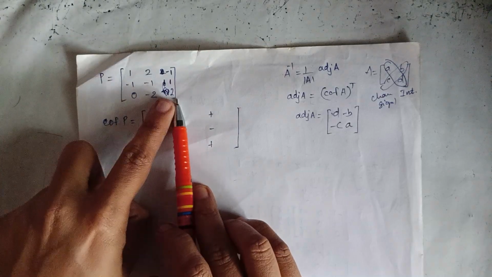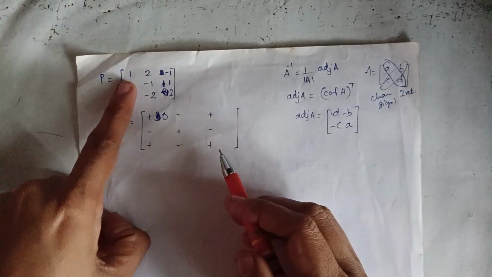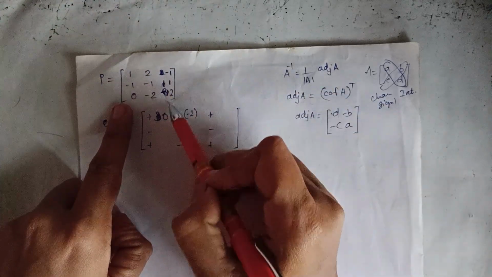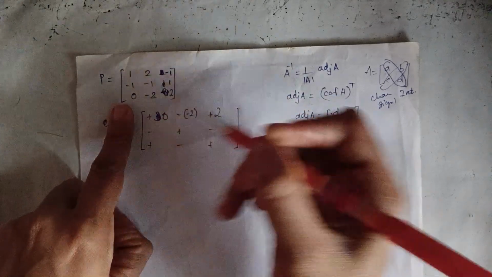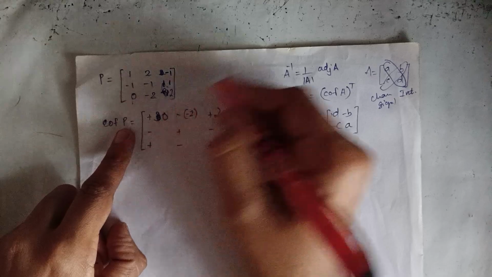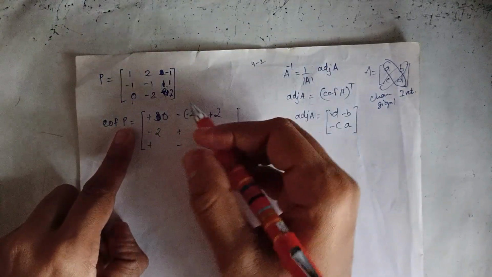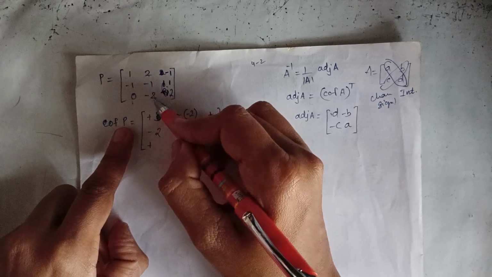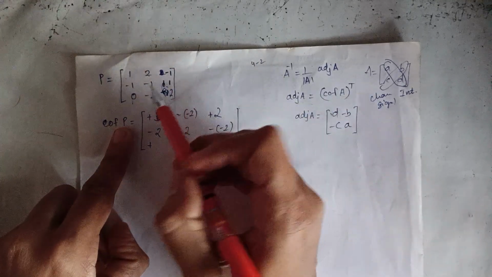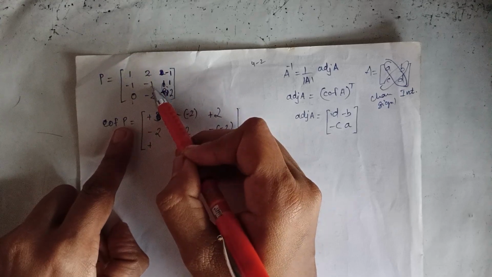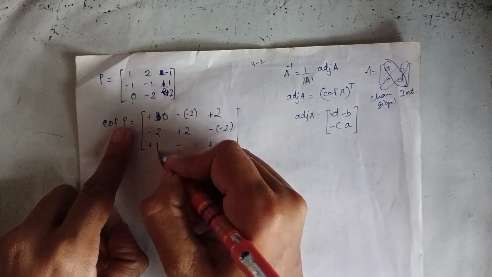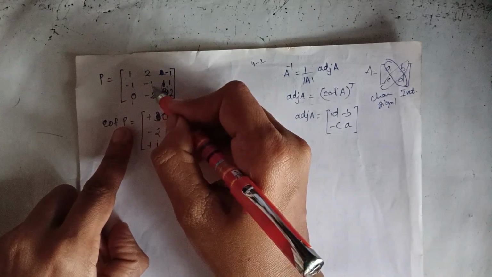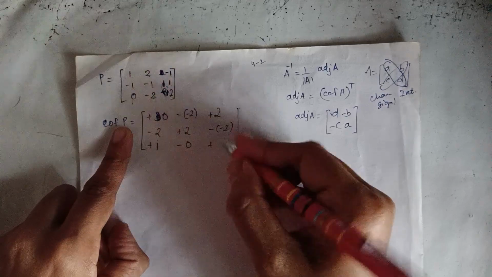So this is minus 2 plus 2, so it comes to 0. Then minus 2, 2. 2 into 4, 4 minus 2, so 2. Then 1 into 2, then minus 2. Then 2, minus 1, so 1. 1 minus 1, 0. Minus 1 plus 2, so plus 1.